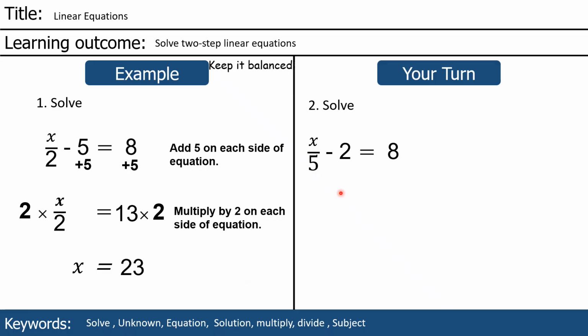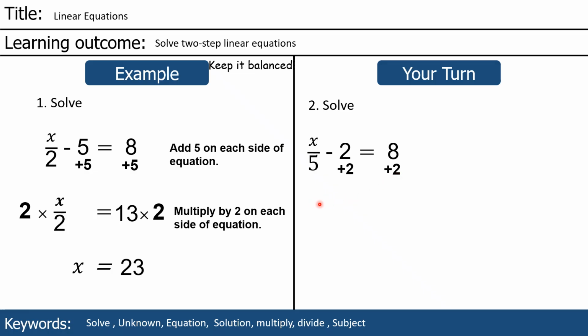Here we have x divided by 5, subtract 2 is equal to 8. The last operation that was done to x is subtracting 2, and the reverse of subtracting 2 is add 2. So on the left hand side of the equation, we add 2, and on the right hand side of the equation, we add 2. This is to ensure that the equation remains balanced.